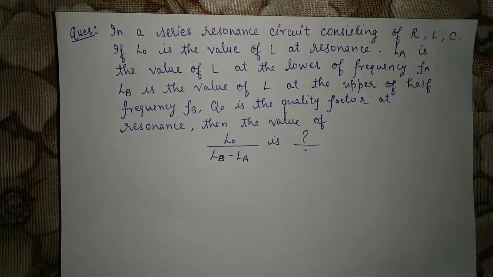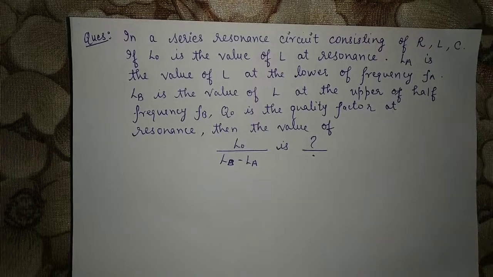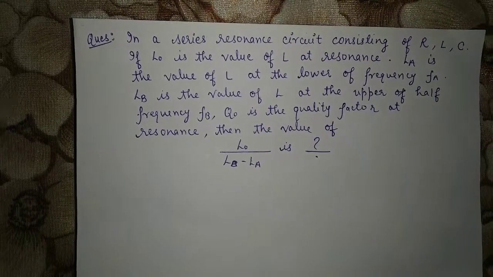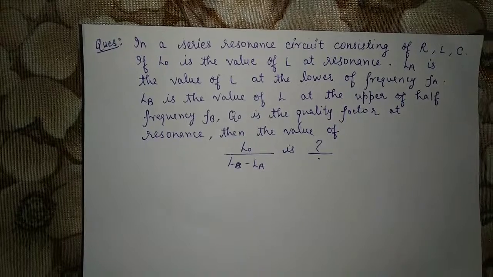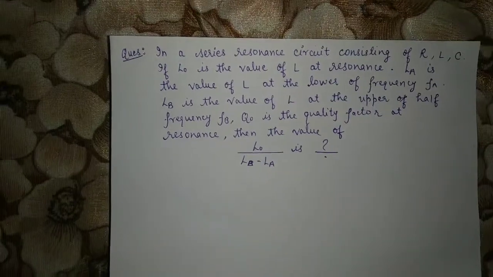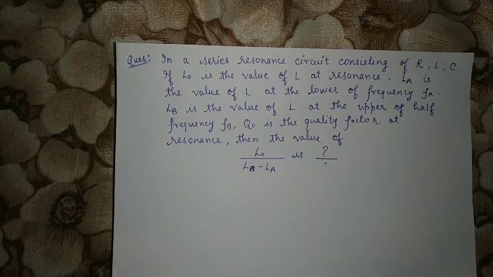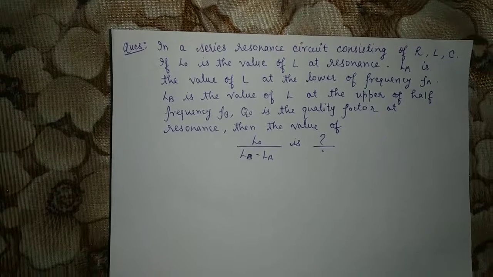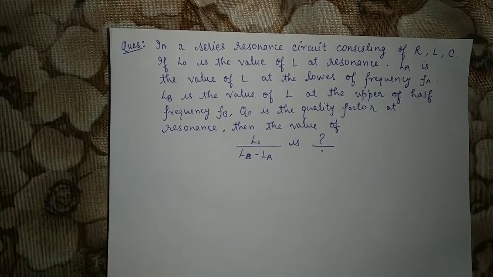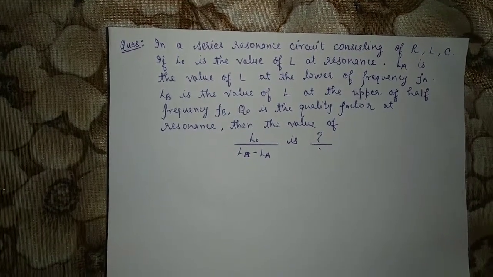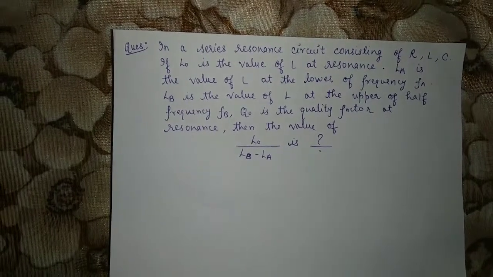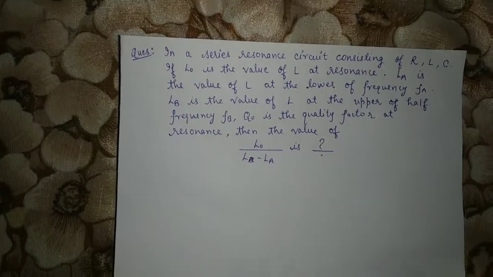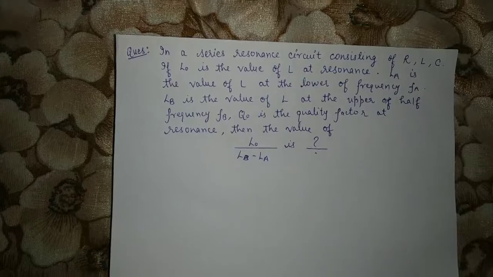Hi friends, welcome back. Question is, in a series resonance circuit consisting of RLC, if L0 is the value of L at resonance, LA is the value of L at the lower half frequency FA, LB is the value of L at the upper half frequency FB, Q0 is the quality factor at resonance, then the value of L0 by LB minus LA is.